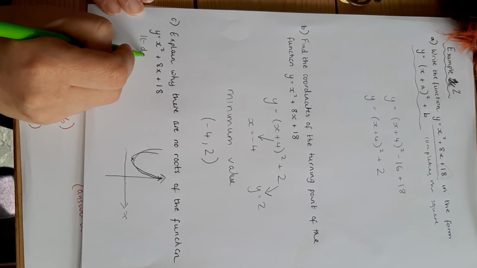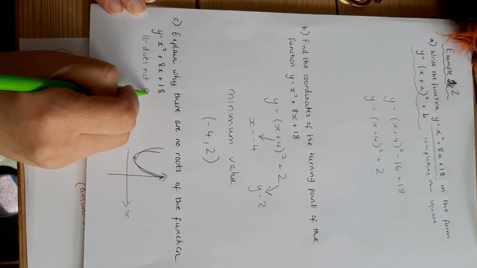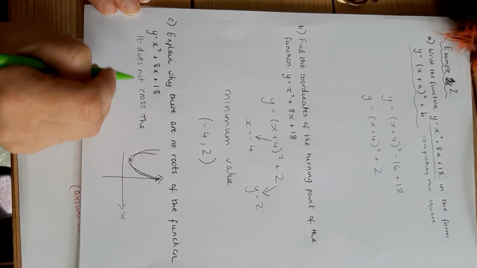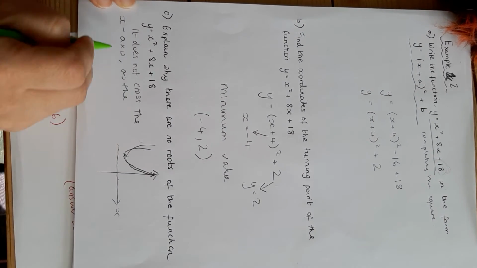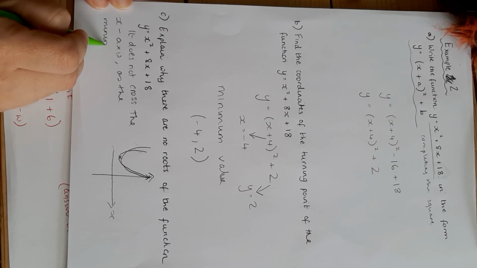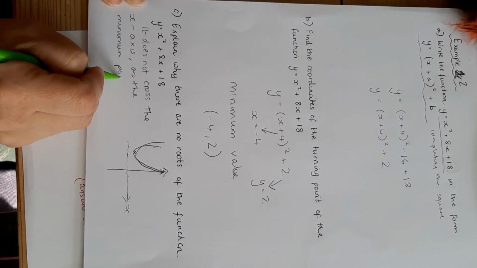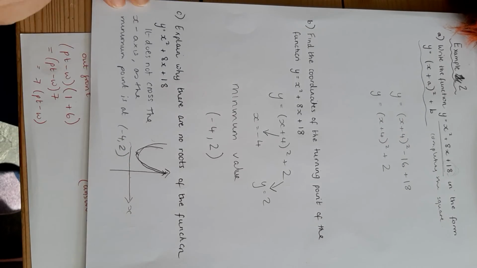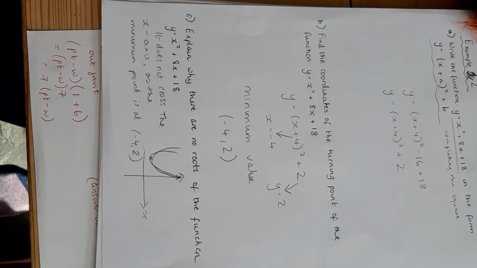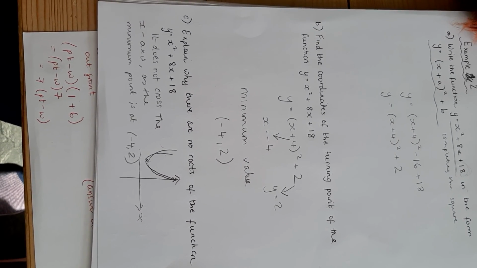It does not cross the x-axis, as the minimum point is at minus 4, 2, and therefore there are no roots. Okay, so that's the second example done.